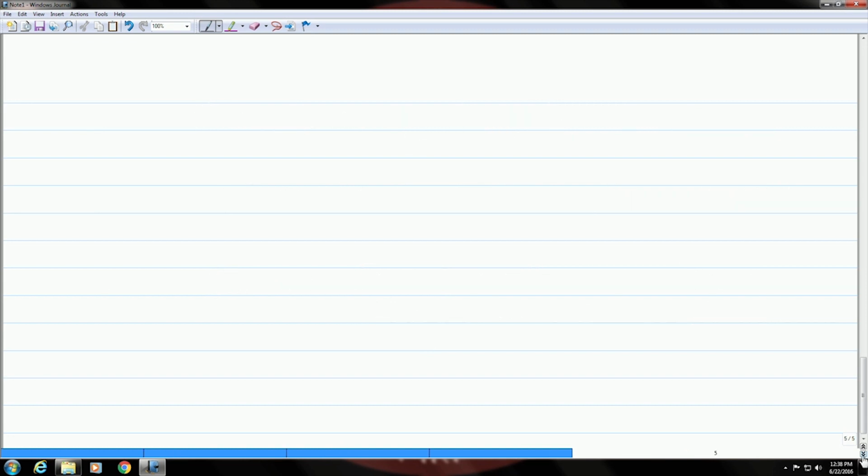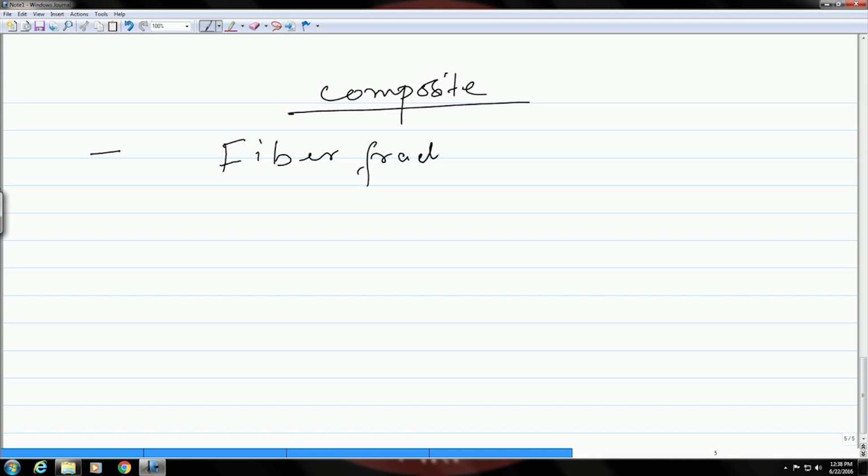Then if you take a material like a composite, in that case acoustic emissions can be generated due to fracture of the reinforcing fibers at medium strain level.